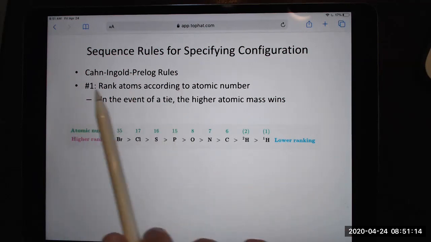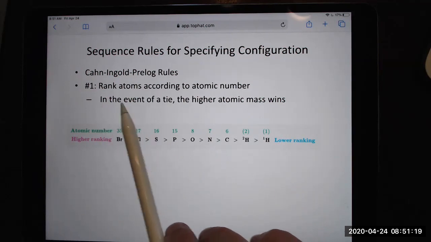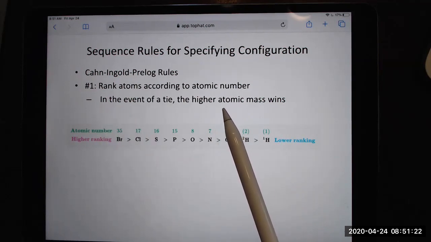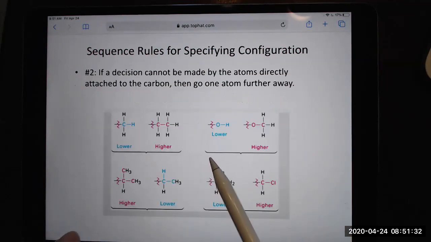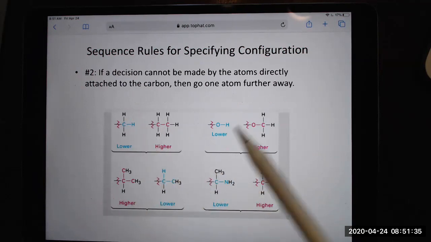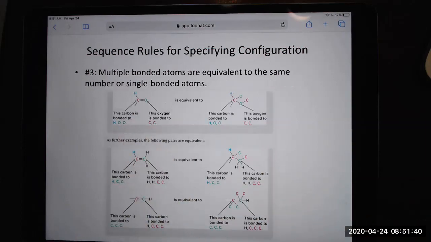So we had to set the rules. The rules are the Cahn-Ingold-Prelog rules, and what they said is that everything is separated by mass. The heavier you are, the higher the priority you are. So we're going to look at the 4 atoms that are directly attached to that chiral center and see if we can separate them by weight. If we can set it, then we do.